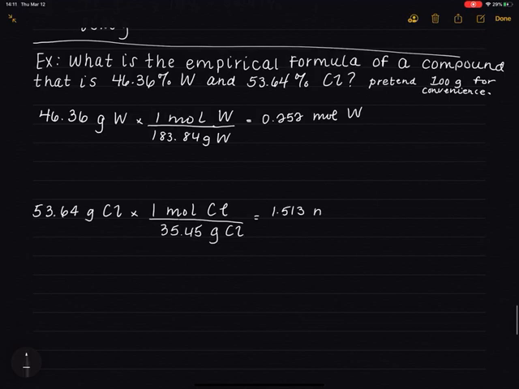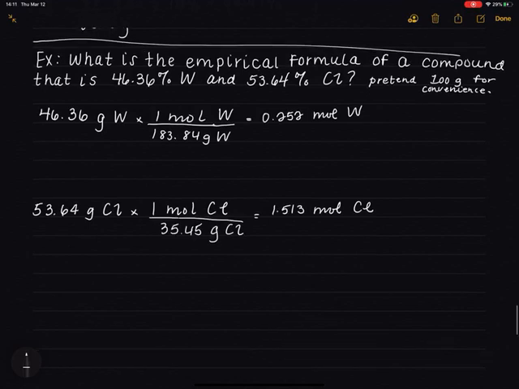In principle, I could think about writing my chemical formula from this. W 0.252 Cl 1.513. But we're really not all that keen on decimals in our subscripts. So how do we turn these into whole numbers? We have to divide by the smallest number of moles.